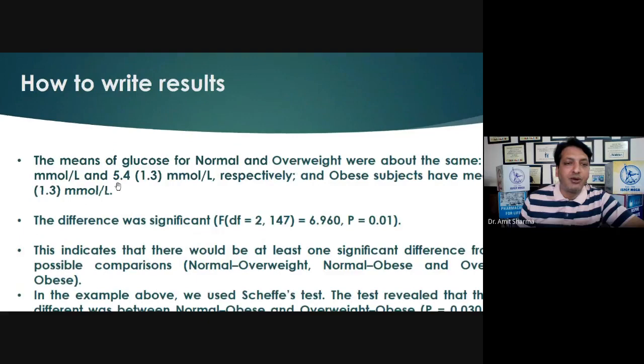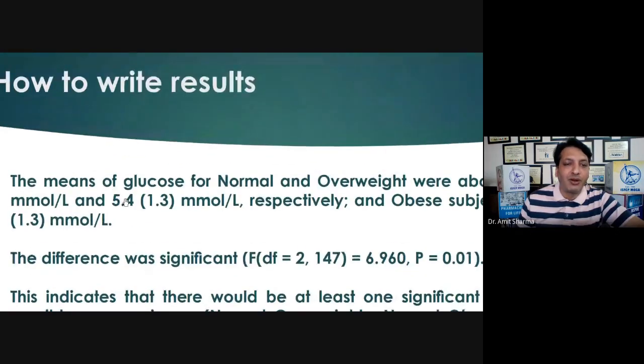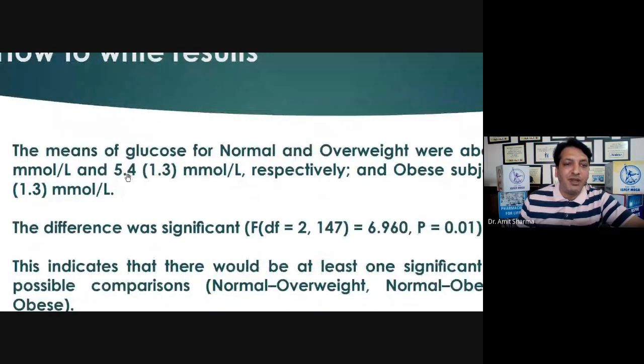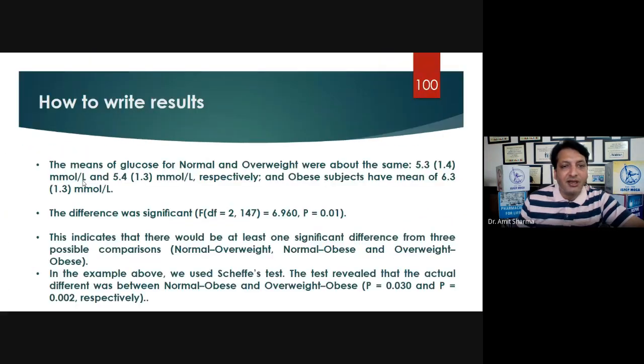No need to write the word mean or the SD sign. That mean or SD word you don't have to write. Already you have written here that it is the mean of glucose. So no need to write the mean and SD words with the digits. Here, the first line is representing the descriptive statistics of the first table.